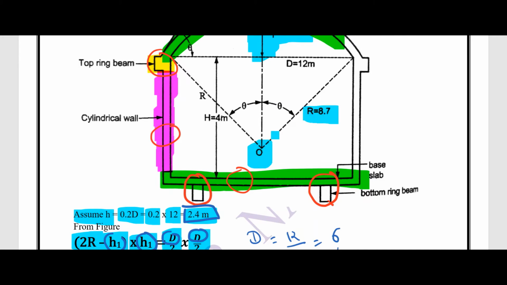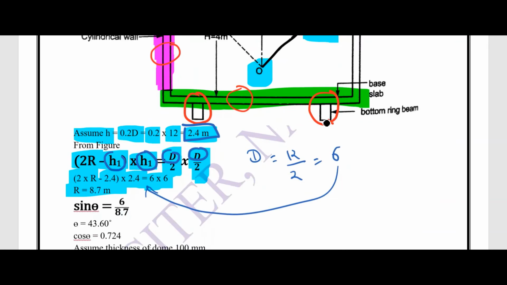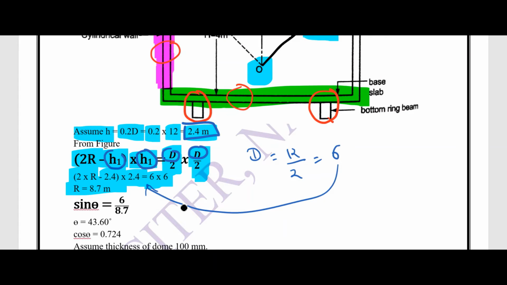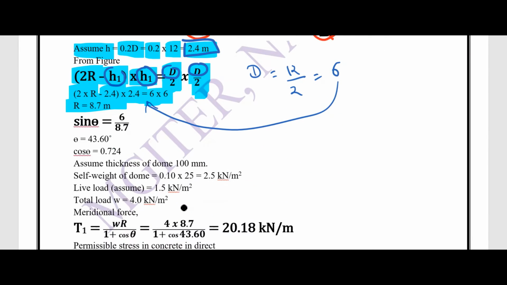So this distance is 8.7 meter, 8.7 meter by the dome. Now we have to find sine theta. We have to find a theta value here. So first, sine theta is equal to 6 by 8.7, so theta is 43.6 degree, and cos theta is 0.724. Let's assume a thickness of dome is 100 mm.